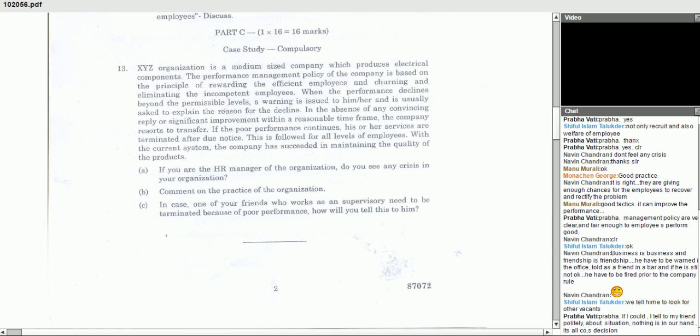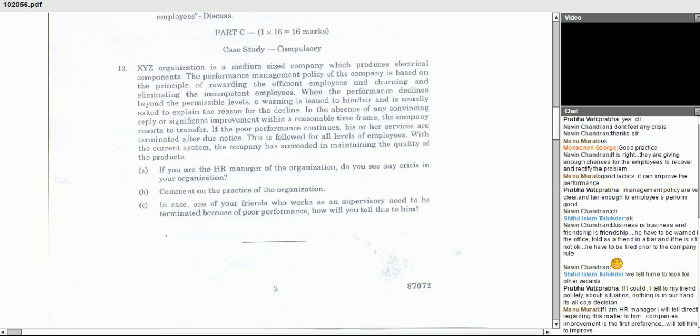If I could, I would tell my friend politely about the situation. Nothing is in our hand. It's all the company's decision. Okay, good point. We will tell him to look for other vacancies. Okay, very good, Shiful.